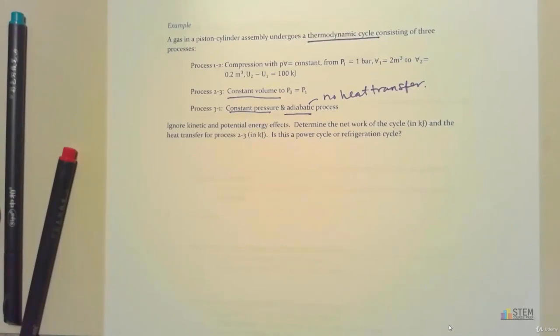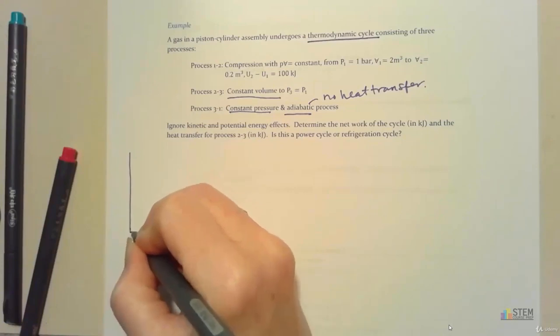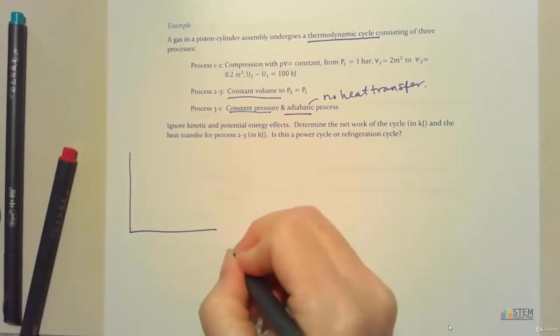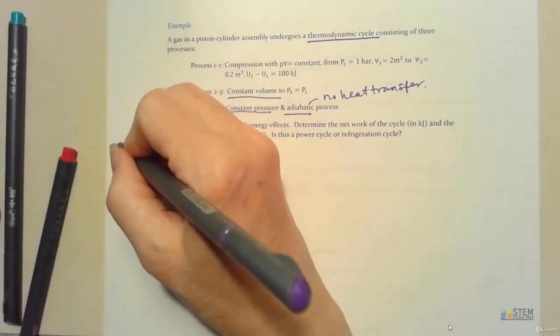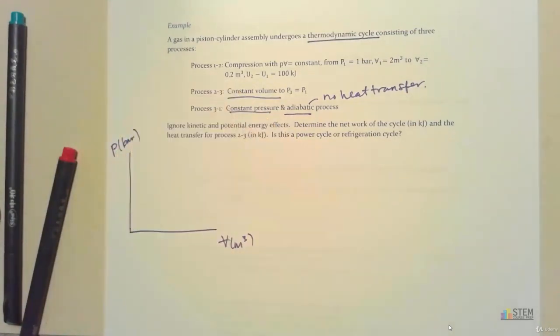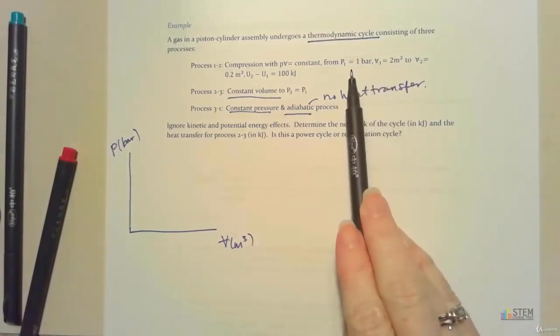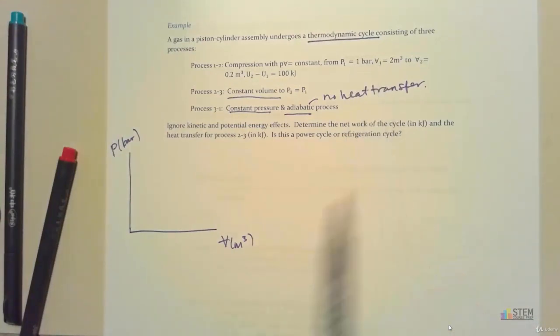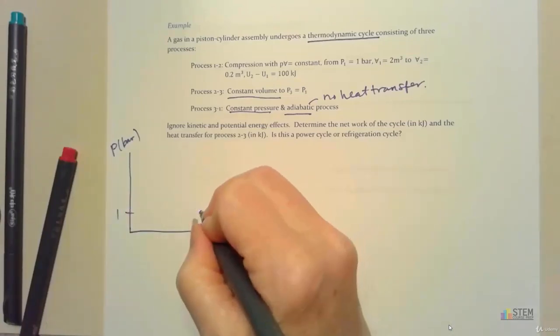All right, so we know some of these values. Let's go ahead and draw this on the PV coordinates, just so you can see what a thermodynamic cycle looks like on the coordinates. So there's V, and here's pressure. We're going to put that in bar. Now for state 1, we've got a pressure of 1 and a volume of 2. So here's 2, there's 1 for pressure, here's state 1.